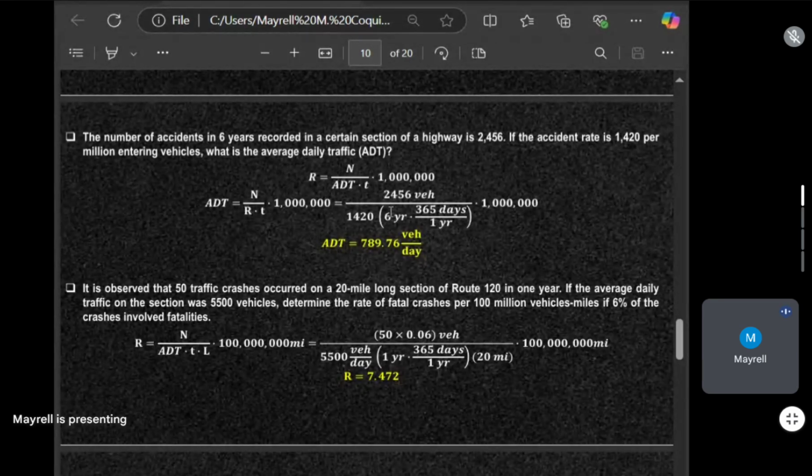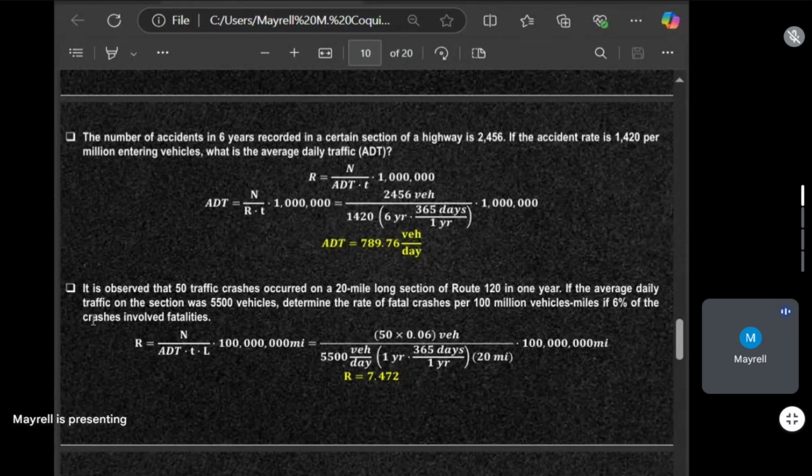So that's equal to 2,456 vehicles over 1,420, that's the rate, times the time, which is 6 years, multiplied by 365 days for 1 year, times 1 million. So you have an ADT of 789.76 vehicles per day.